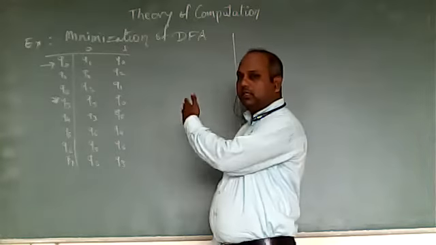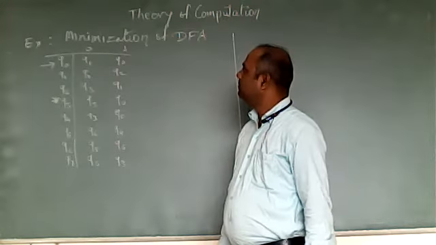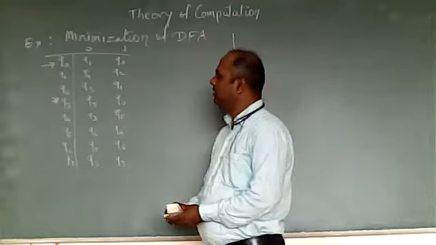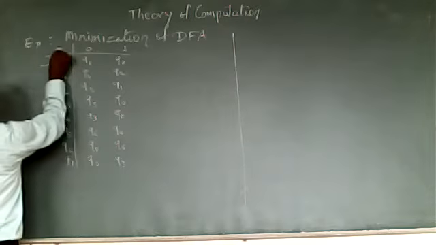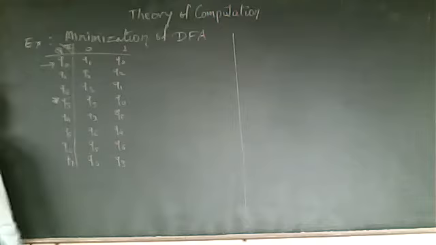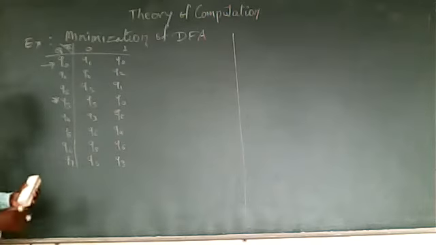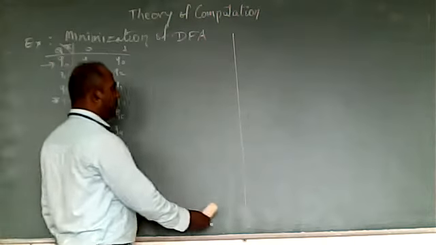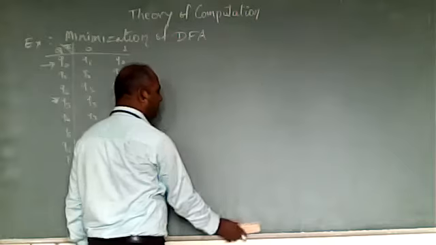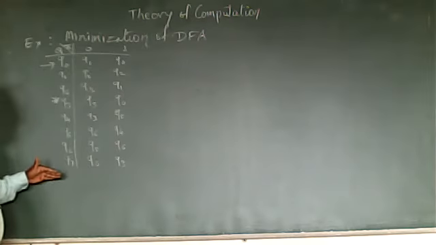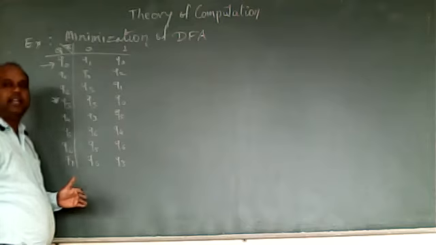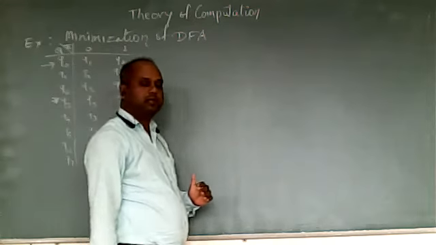Here in this problem statement they have given the transition table, that is, your states and the input alphabet. This is capital Q and this is your sigma. Now, how to solve this type of problem? Minimization of DFA means what? In this DFA we have states from Q0 to Q7, so in total there are 8 states in this problem statement.